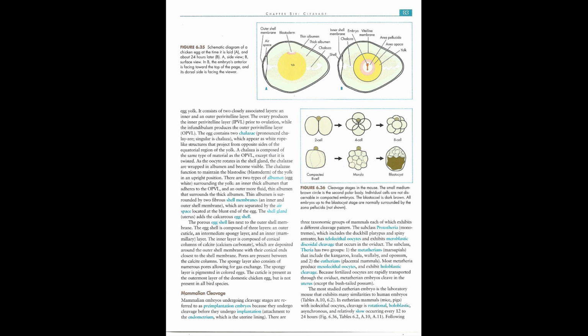The egg contains two chalazae, pronounced chalazi, singular chalaza, which appear as white rope-like structures that project from opposite sides of the equatorial region of the yolk.